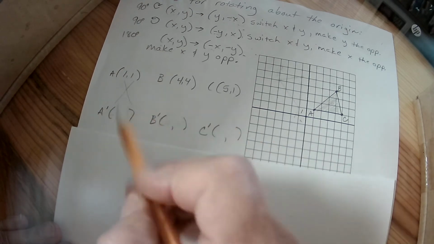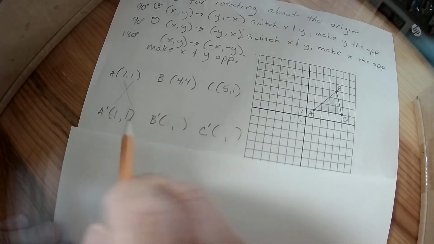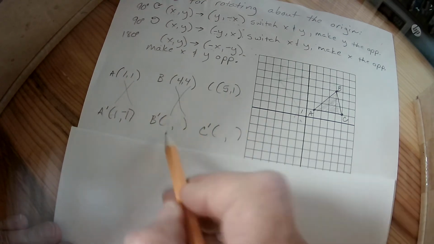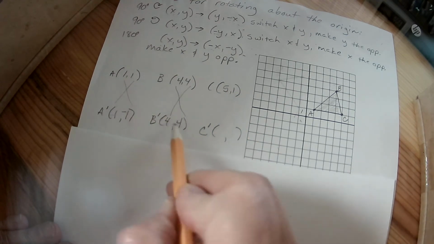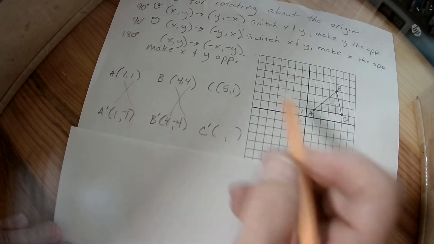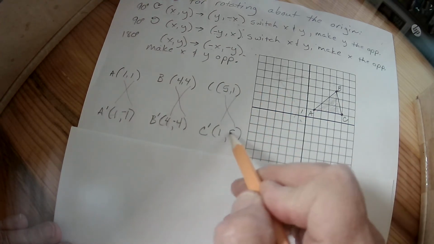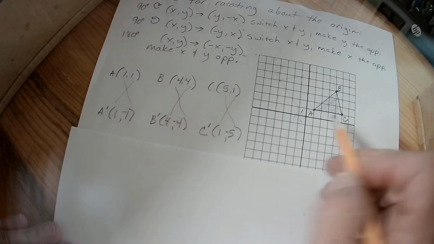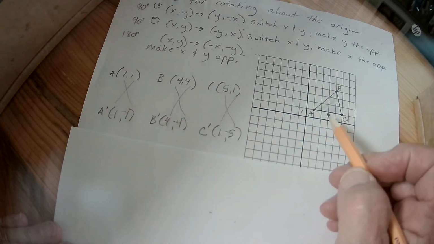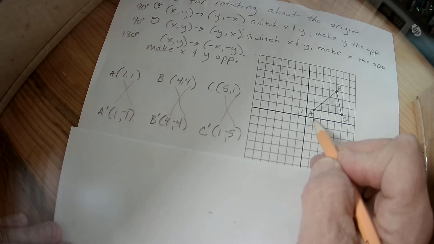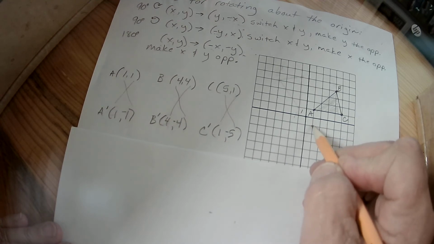Switch these, well, not much of a switch there, but this one becomes the opposite. Switch these, again, they're the same. This becomes the opposite. Switch these, and this becomes the opposite. Now I'm going to plot these points. A prime is at 1, -1, no.